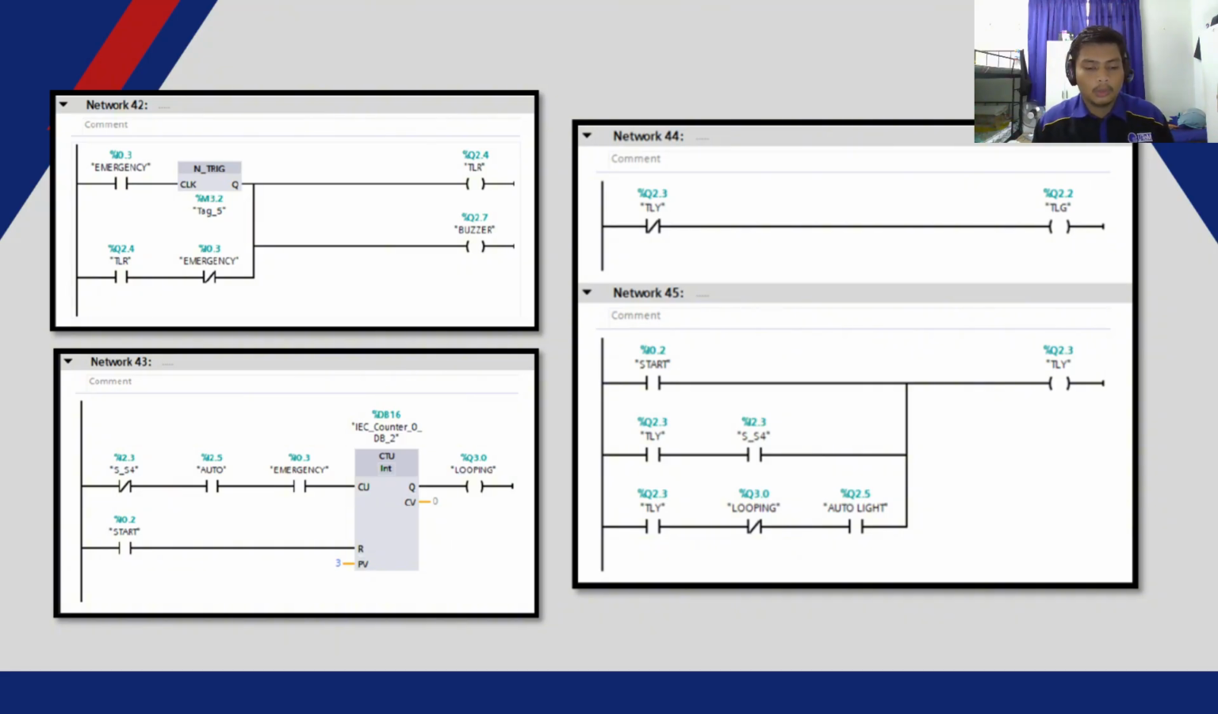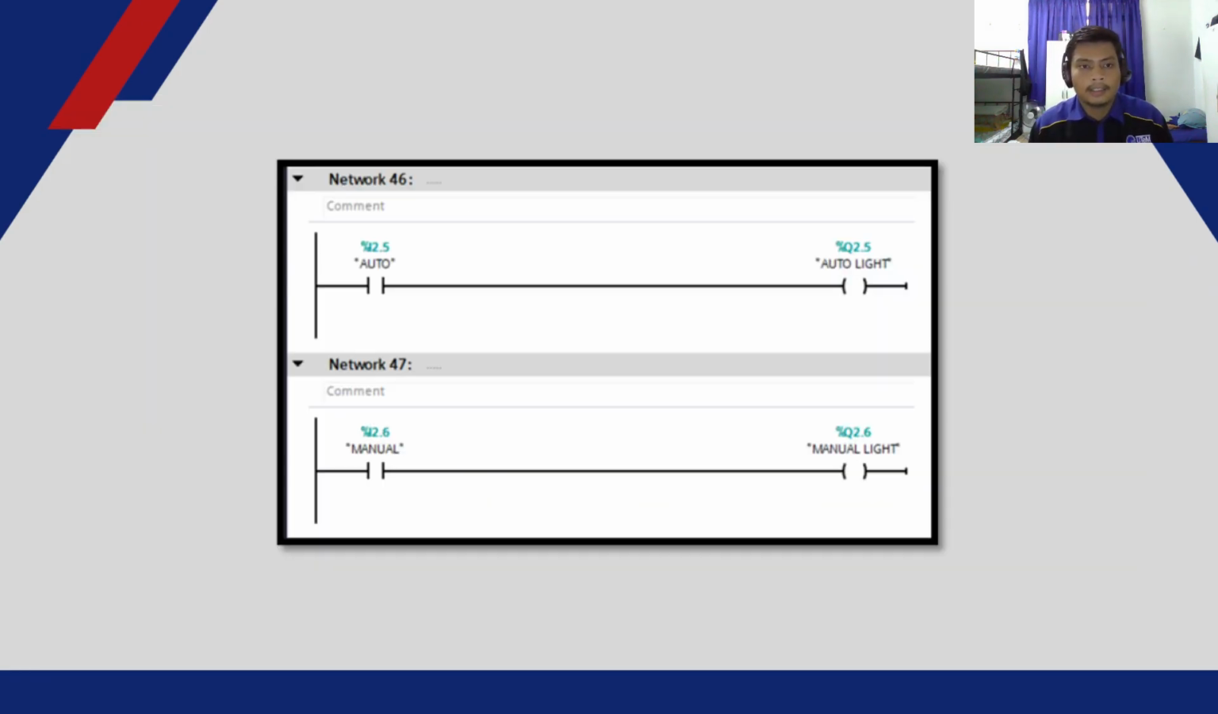So when we use auto mode, it will loop three times and then the machine will stop. Next is network 44 and 45. 44 is to turn on the tower light green and network 45 is to turn on the tower light yellow. Lastly is network 46 and 47. In this part, just a simple one.